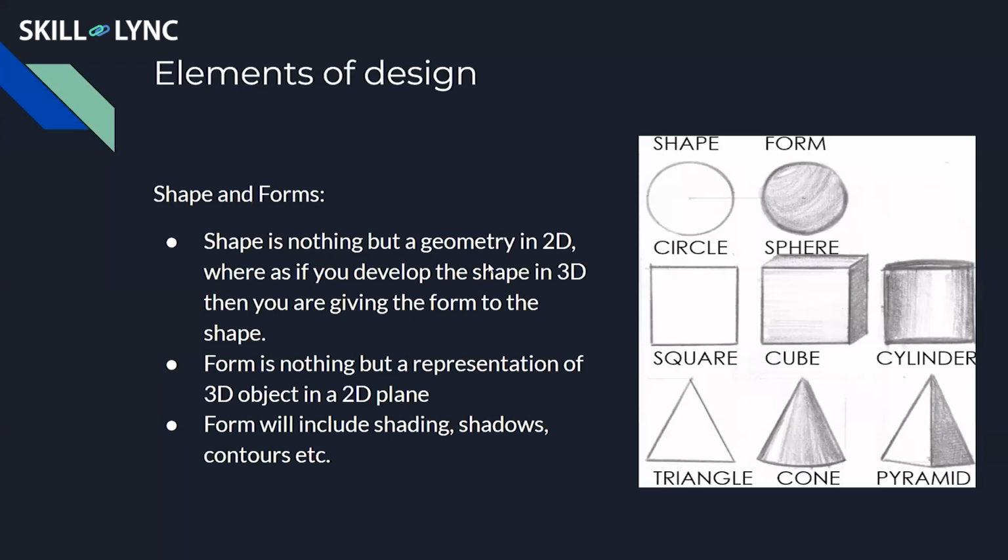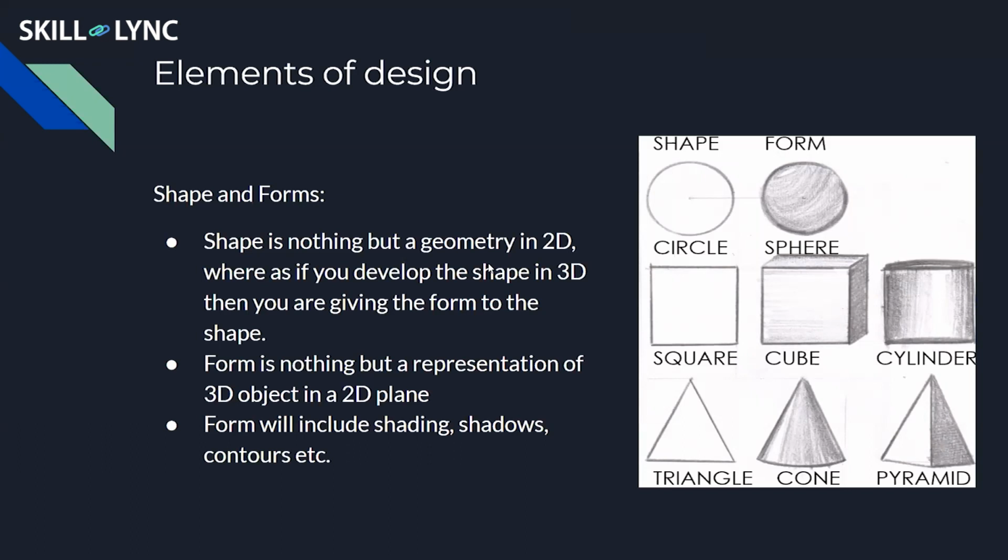So then comes elements of design. One of the elements of design is shape and form. You have to understand what a shape is and what a form is. Shape is nothing but your 2-dimensional object. Now I have one shape, which is my circle. A circle is a 2-dimensional shape, but a circle might have multiple forms in 3 dimensions. Form is nothing but a 3-dimensional object, which will be represented on a 2D plane. So let me take an example of a circle once again.